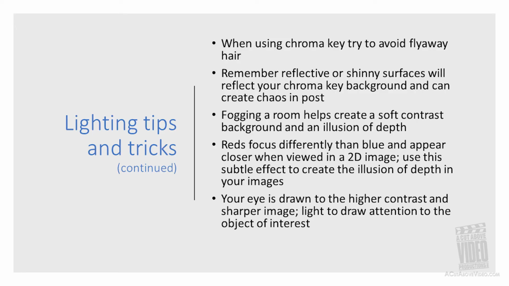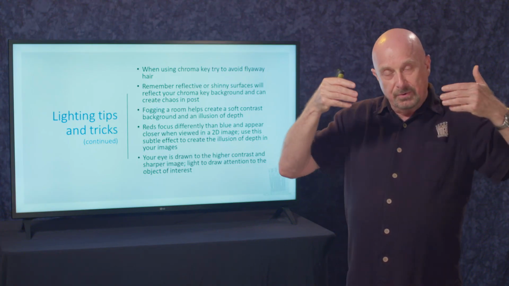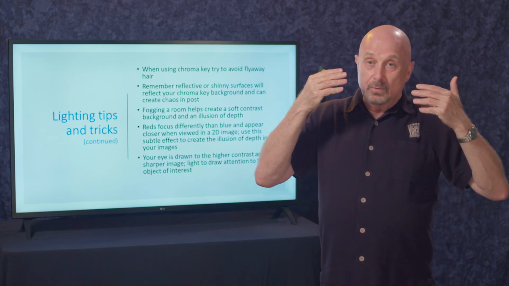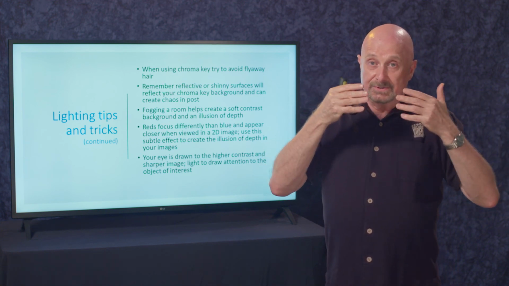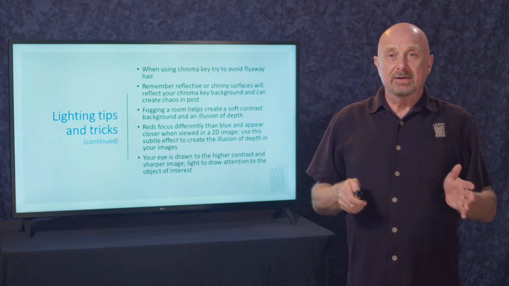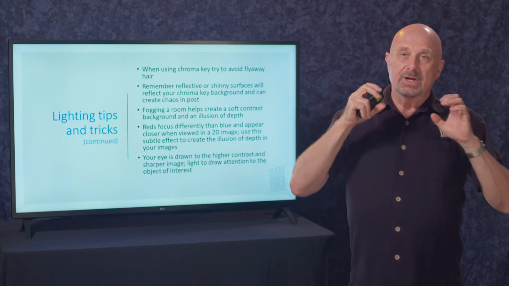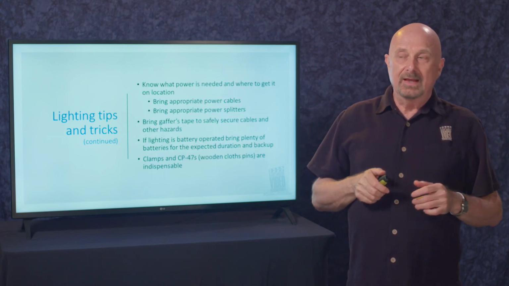Fogging a room helps create a soft contrast and the illusion of depth. We talked about that earlier. Reds focus differently than blues. Your warmer colors appear to be more in the foreground, your cooler colors more in the background. That is a function of the way the light physically focuses within your eye. Your eye is drawn to higher contrast and sharper images. So when you're lighting, when you're focusing, keep that in mind. Keep your object of interest being the higher contrast, crisper focused image.